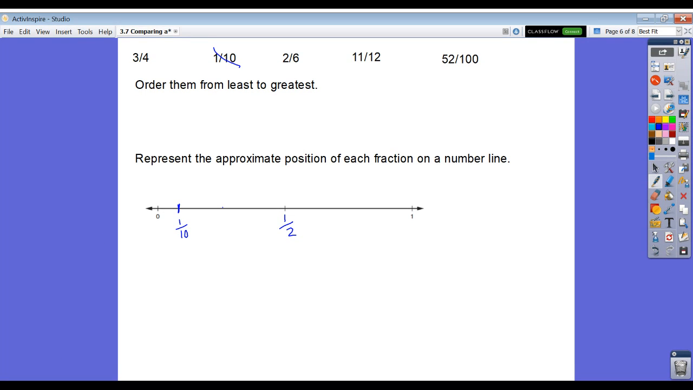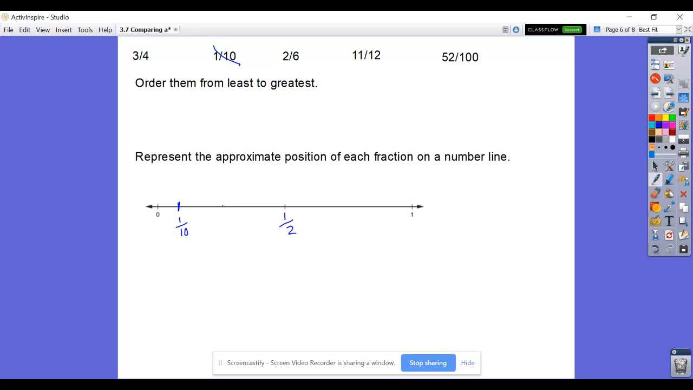Then the next one we saw, we knew 2/6 was a little bit less than a half, right? In fact, it's 1/6 less than a half. So we have to think, okay, 1/6, that's bigger than 1/10. If this were split up into 6 pieces, 1, 2, 3, I'm going to put 2/6 right around here, right? Because this would be 1/6, 2/6, 3/6 would be 1/2. So I think 2/6 would go right around there.